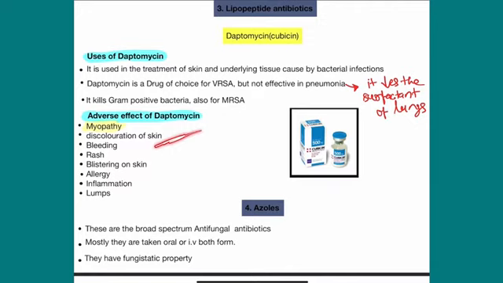Discoloration of the skin, bleeding, rash, blistering on the skin, means patches on the skin, and allergy, hypersensitivity occur, inflammation and lumps occur. So daptomycin causes many adverse effects, but myopathy is the most important example. This is the adverse effect of daptomycin.